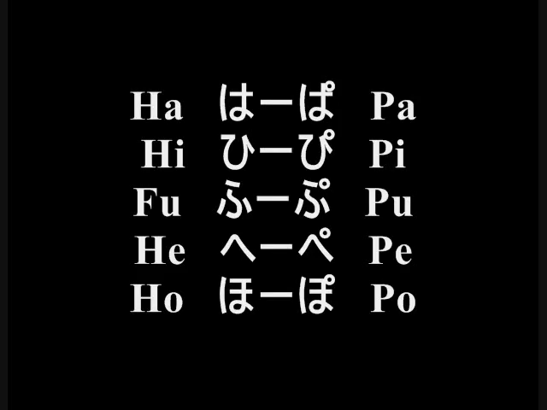By adding a small circle as a diacritical mark, Ha becomes Pa, Hi becomes Pi, Hu becomes Pu, He becomes Pe, and Ho becomes Po.